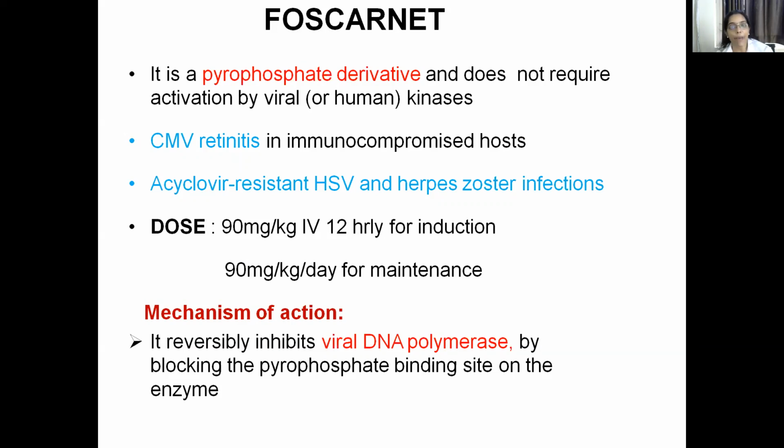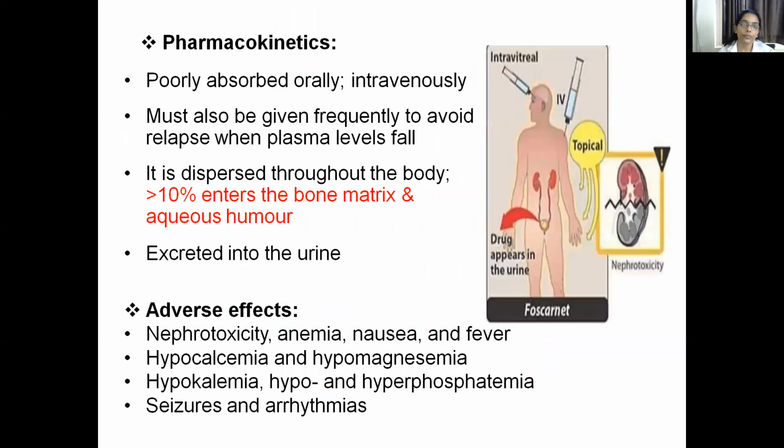So is it clear? It is a pyrophosphate derivative. It acts by inhibiting the viral DNA polymerase by blocking the pyrophosphate binding site on the enzyme, so it does not require the host or virus enzymes for activation. It is used in CMV retinitis and acyclovir resistant HSV and herpes zoster infections. The dose is 90 mg per kg IV 12 hourly for induction and 90 mg per kg per day for maintenance. Pharmacokinetics: it is poorly absorbed orally, so it is given intravenously. It is dispersed throughout the body, accumulates more in the bones and the aqueous humor, and is excreted unchanged in the urine.